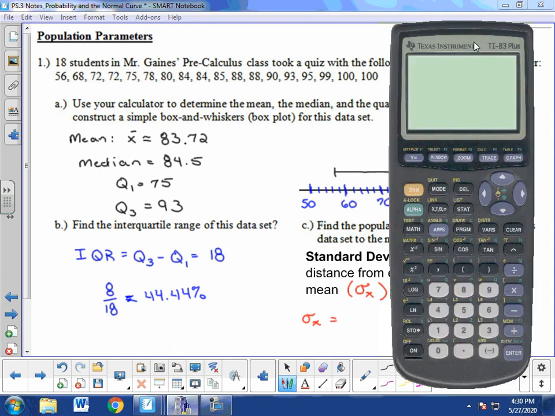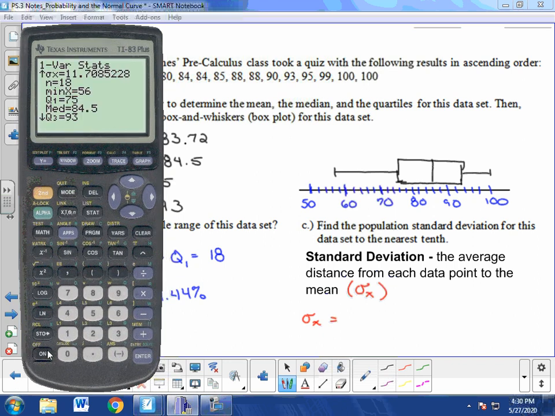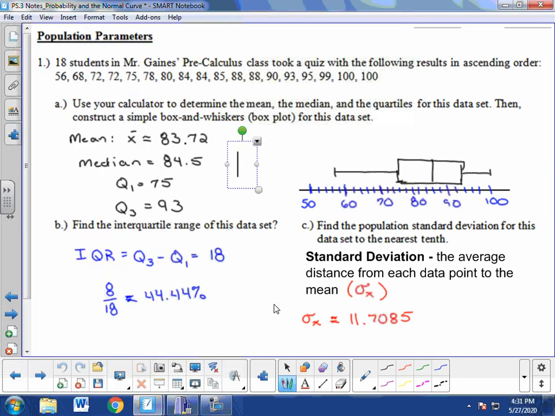So if I go back to my calculator, I can find that value. And so that value, we'll go ahead and round this to 4 decimals for right now, is 11.7085, approximately. So what this means is that on average, the scores are 11.7085 points away from the mean of approximately 83.72.